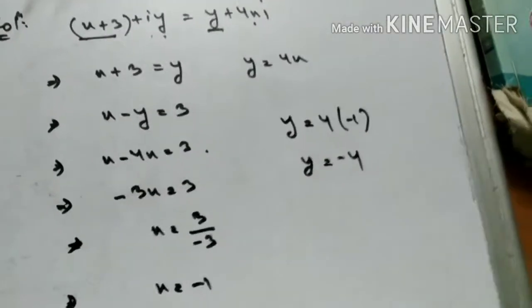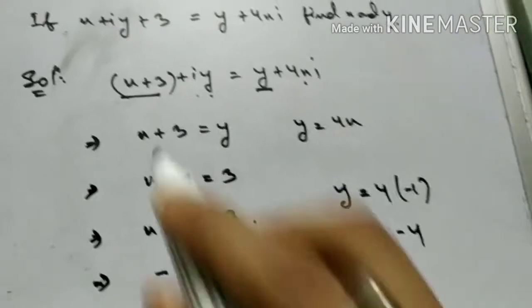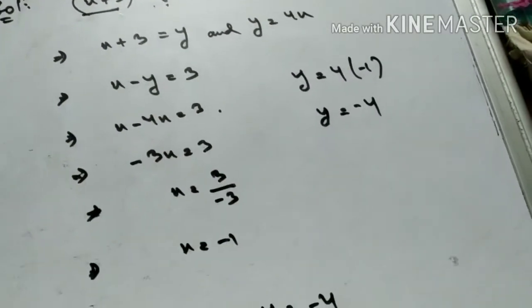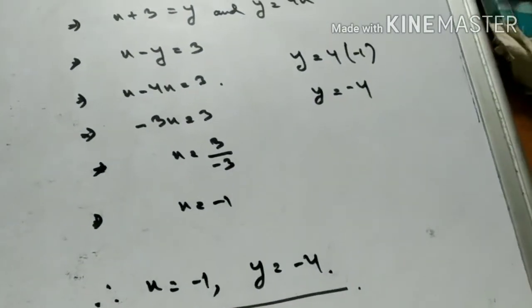Now next you see example number 2. I hope you have understood this. So x equals minus 1 and y is equal to minus 4.